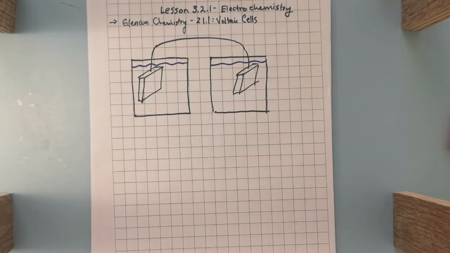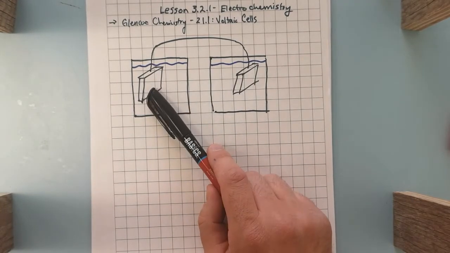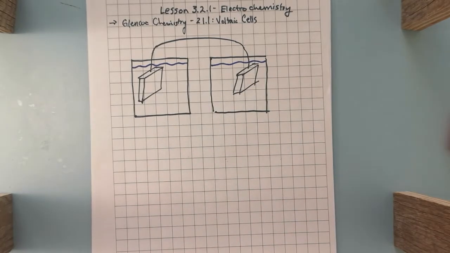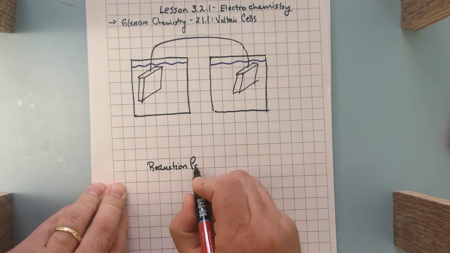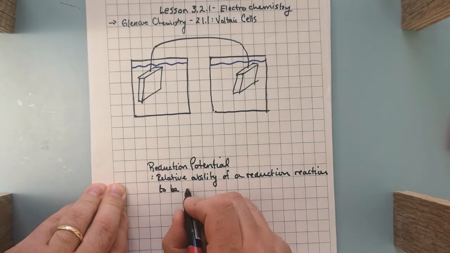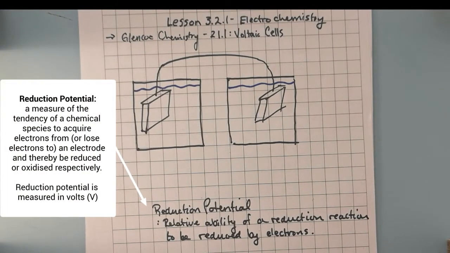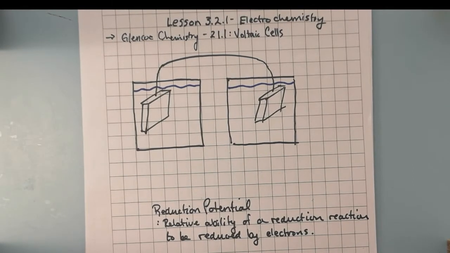In an electrochemical cell, we have two metal electrodes connected in a circuit. One of the electrodes is made of one metal, the other electrode is made of a different metal. Each metal is going to have a different, what's called a reduction potential. The reduction potential is the relative ability of a reduction reaction to accept electrons or to be reduced by electrons. So in our example, we're going to hook up a zinc electrode to a copper electrode.